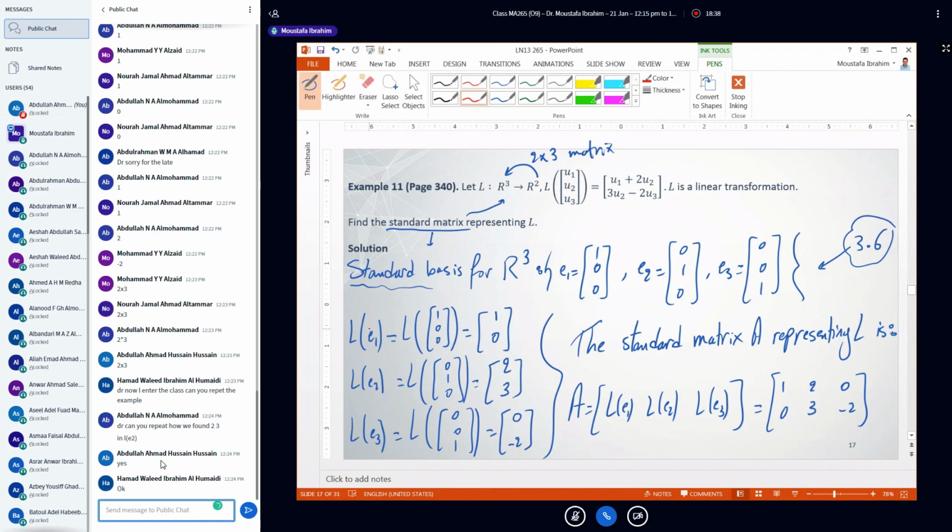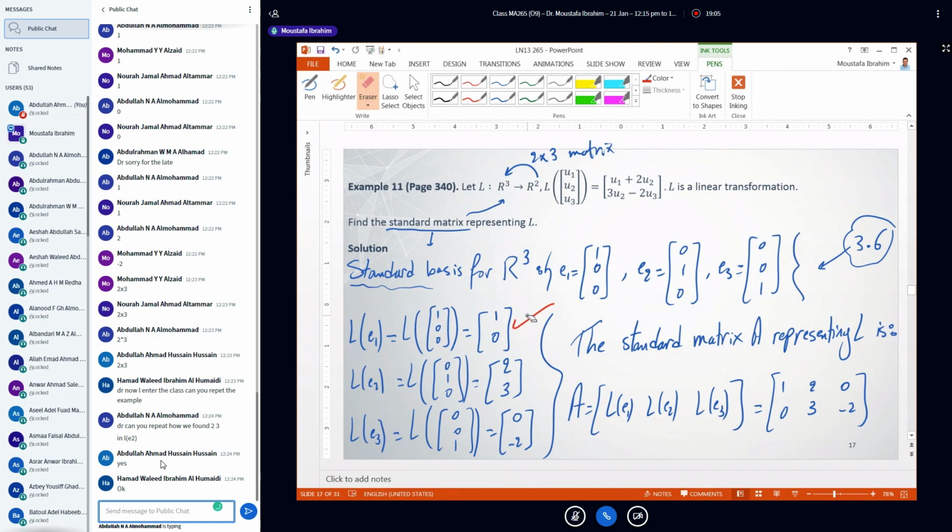Now, we have to find the output. What's the output of E1? LE1 is L(1, 0, 0). Put 1 instead of U1, 0 for U2, 0 for U3. What's the output? It's the first plus 2 multiply second. So first it's 1 plus 2 multiply 0, we get 1. Here, 3 multiply second, so 3 multiply 0, it's 0. Minus 2 multiply last one, minus 0, 0 minus 0, 0. Clear for this one?